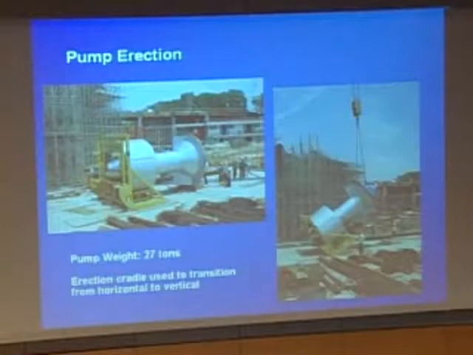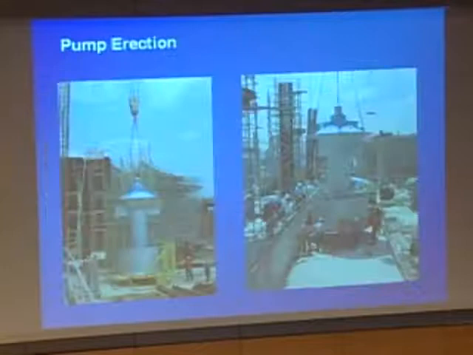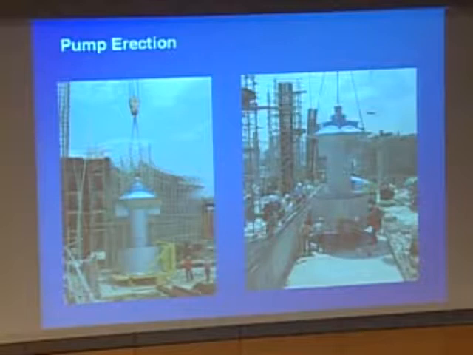Pump erection was interesting. The pumps weigh about 27 tons. How do you get it from this to being vertical? They have an erection cradle, and they lift it very carefully, and it does a nice jig when it gets up on top, because it will rotate a little bit, jiggle around, and then you lift it up and drop it in place. They were put in place before we put the roof on the pump station. Now you can lift them out and move them with the cranes in the pump station, but we put them all in place one after the other.